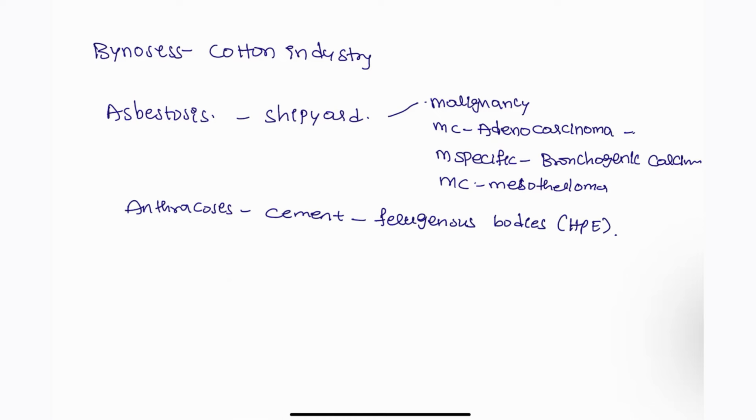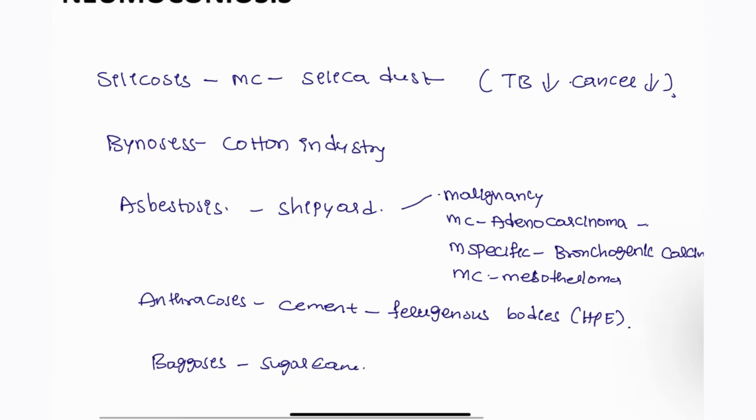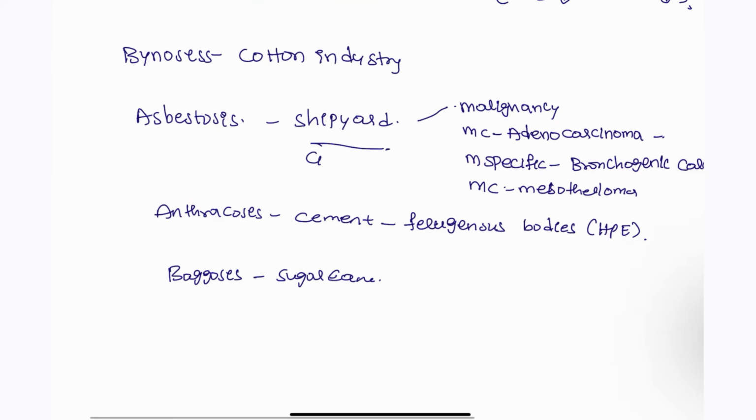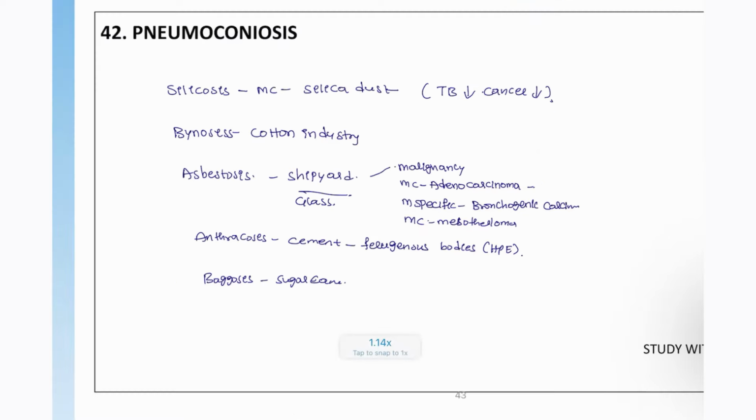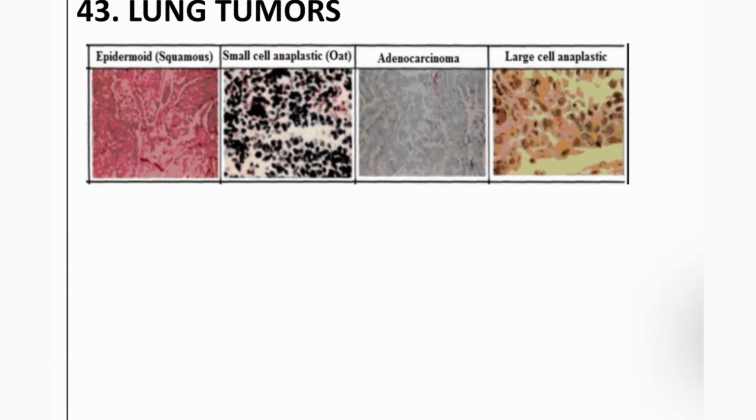Okay. Next, bagassosis. Bagassosis will be seen in sugarcane patients. And in silica patients, TB risk is zero and also cancer risk is zero. Okay, only patients from the glass and shipyard industry, asbestosis patients, will be having that condition. Next, lung tumors that we are going to discuss here. Lung tumors, very commonly asked question, guys, and most of the questions will be asked directly.